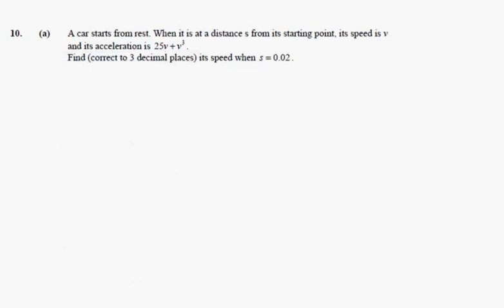So, the car starts from rest. When there's a distance s from the starting point, its speed is v, and its acceleration equals 25v plus v cubed. Find, correct to 3 decimal places, its speed when s equals 0.02.